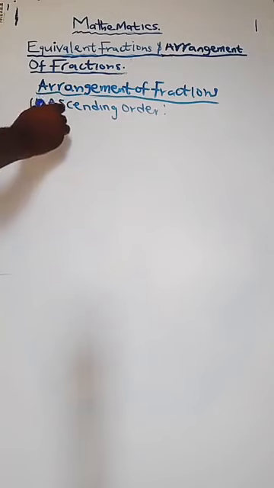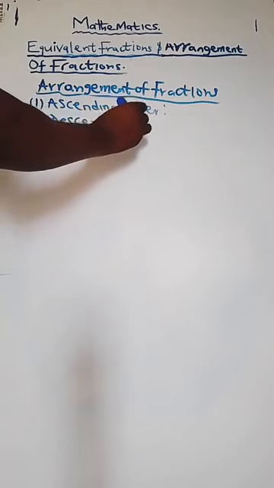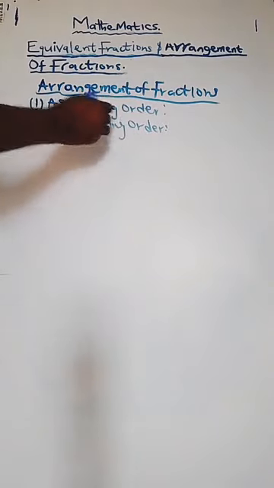The second way of arranging fractions or numbers in mathematics is descending order. Descending order is basically the opposite of ascending order. It means arranging fractions or numbers from the largest to the smallest. From the largest to the smallest, that is descending order, while ascending order is from the smallest to the what? To the largest.